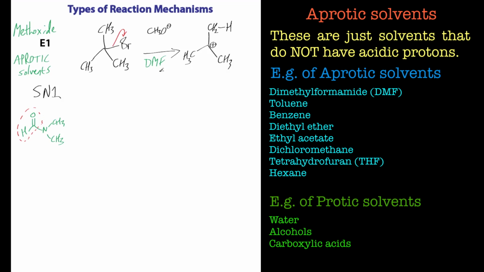Okay, so we've got a methoxide in some aprotic solvent. It doesn't have to be DMF, it can be anything really, as long as it doesn't provide a proton source, because this would pick up the proton, you see. It'd react with the solvent. You don't want that to happen.